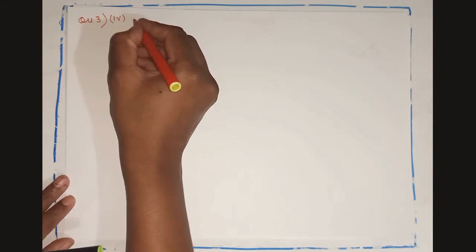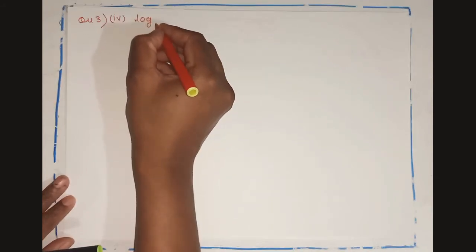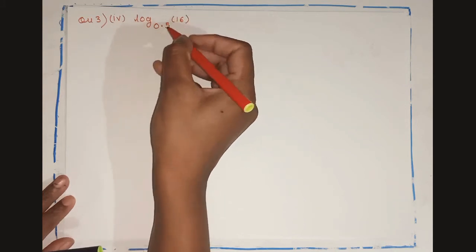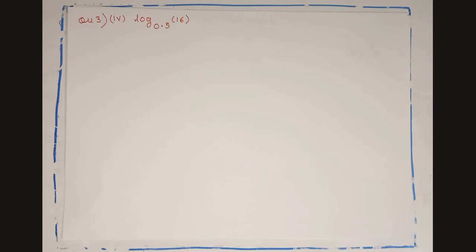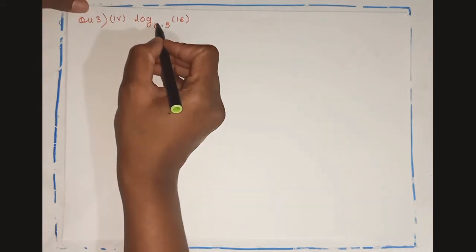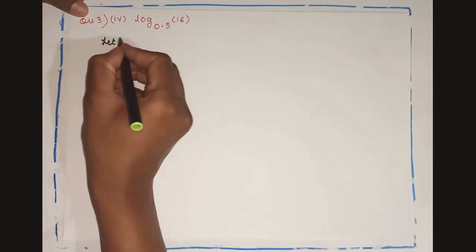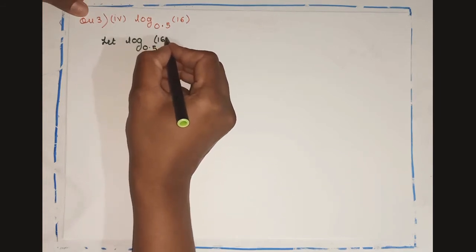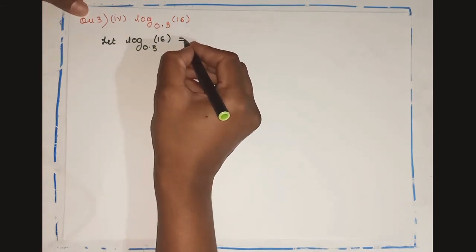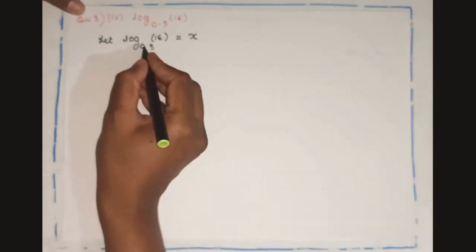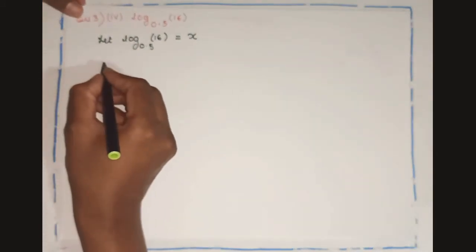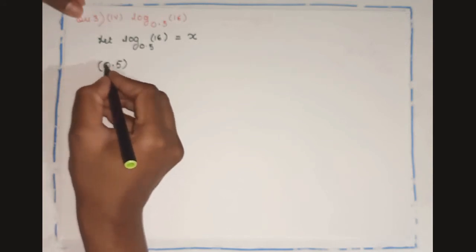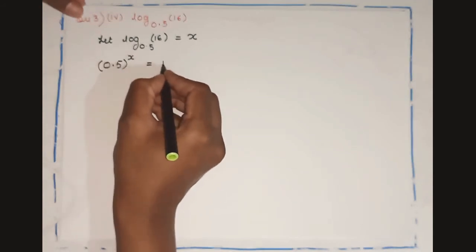In the fourth problem it is given log to the base 0.5 of 16. As I told you, in this problem you have to assume that this equals x. Let log of 16 to the base 0.5 equal x. Now you convert it into exponential form. So when you convert into exponential form, it will become 0.5 to the power x equals 16.